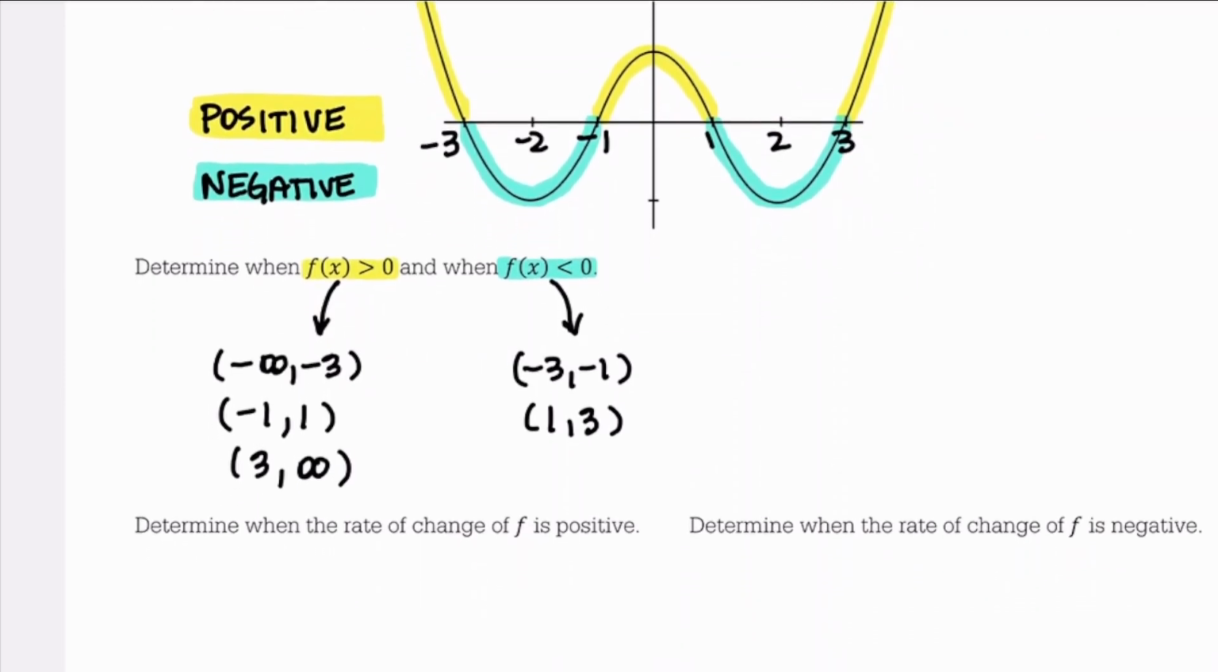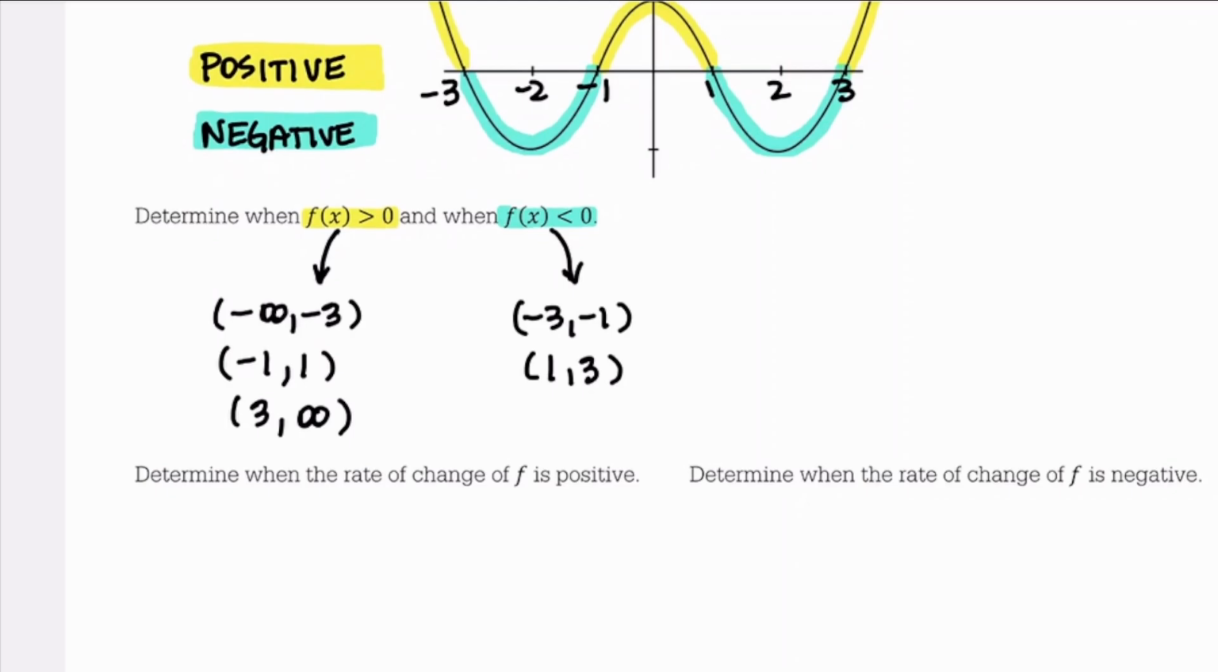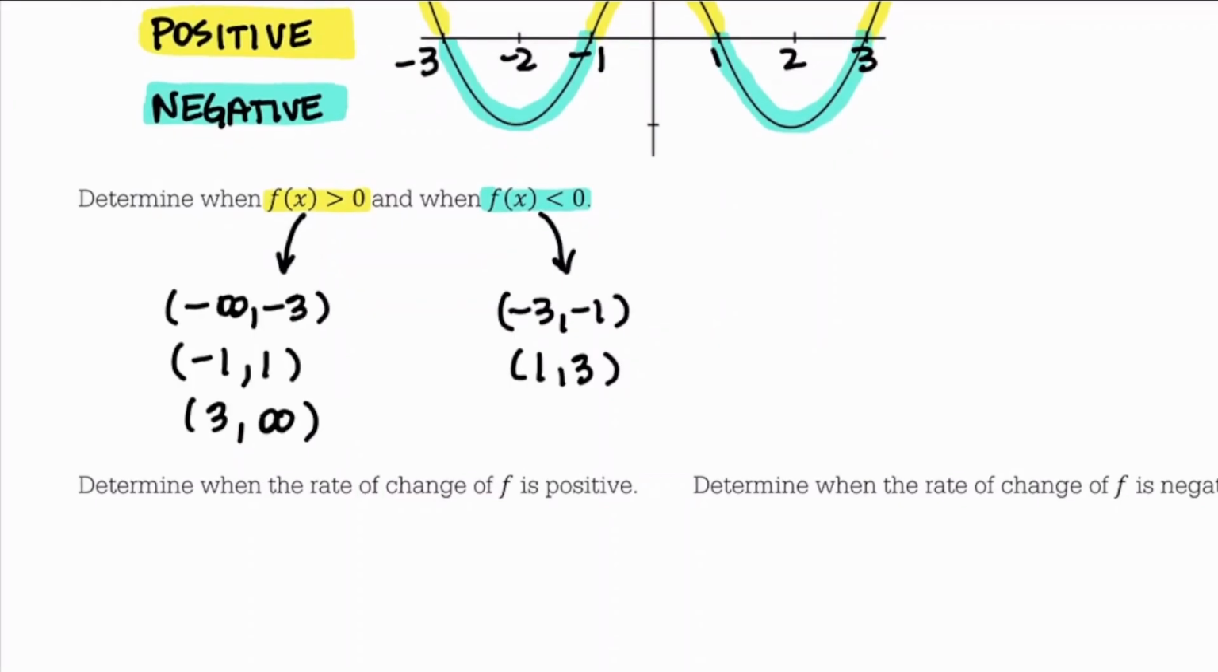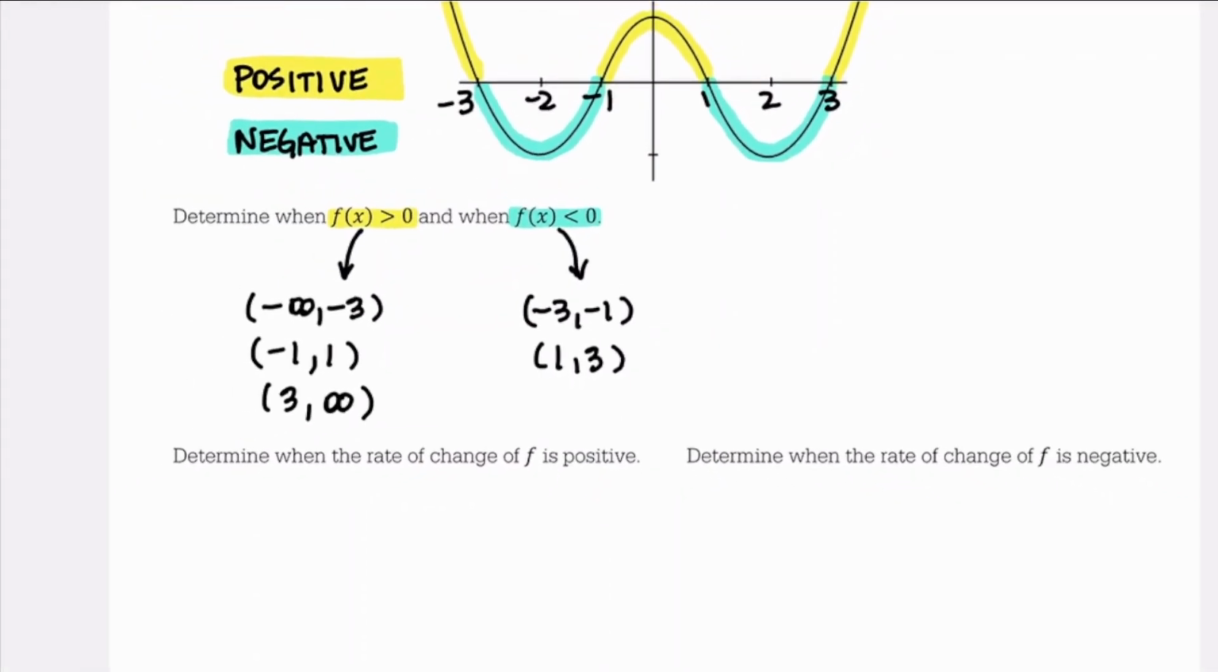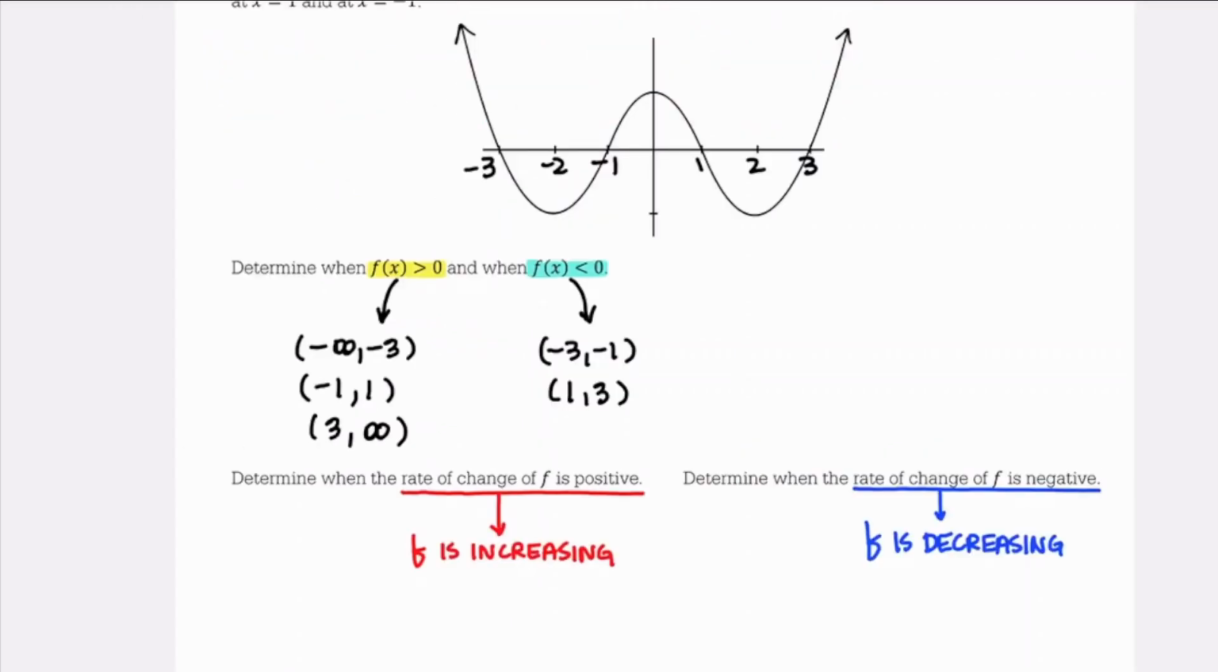Okay, now if we try to determine when the rate of change of f is positive versus negative, I was trying to emphasize earlier in this video that that's where we're looking at where the function is increasing and decreasing. Back to the graph, and we can label it a little bit. We can say f is increasing when, as I move left to right on the graph, I'm going uphill. So that'd be right through here, and then over here as well.